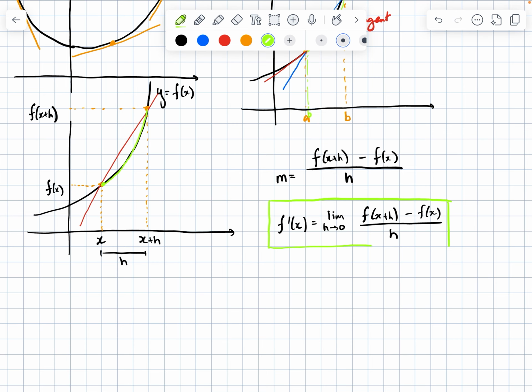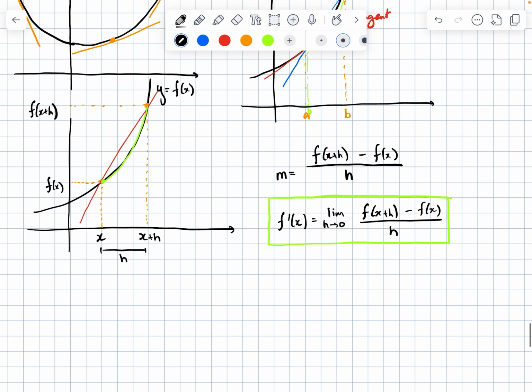And we're going to use it to differentiate by what's called first principles, which is differentiating without any differentiation rules apart from rise over run.